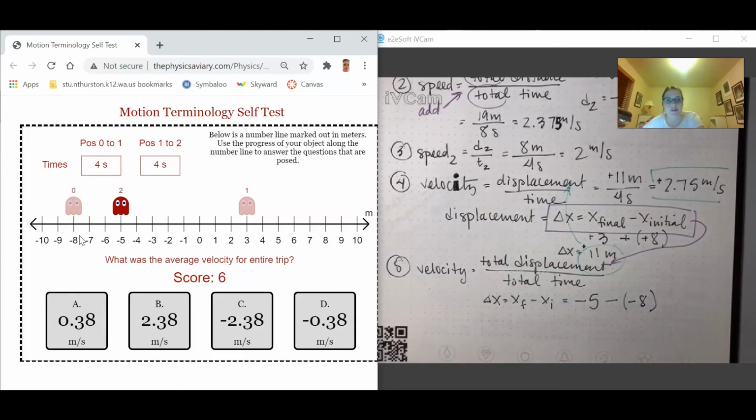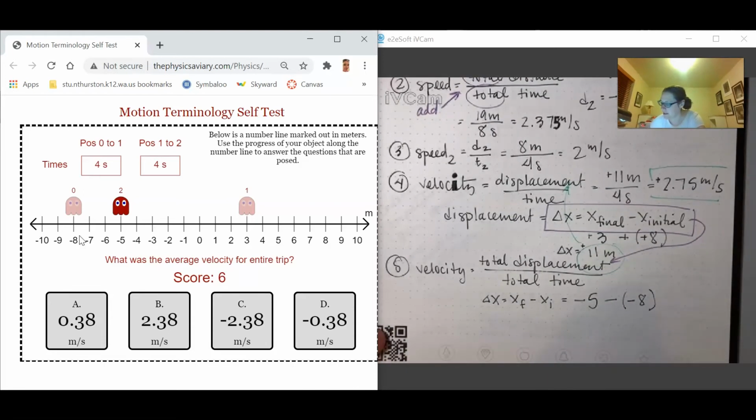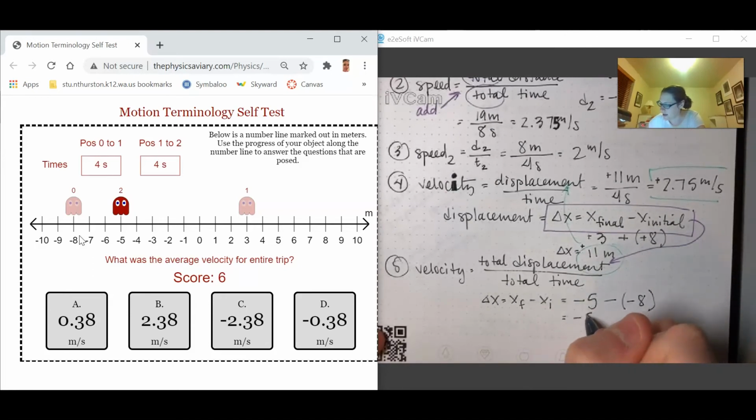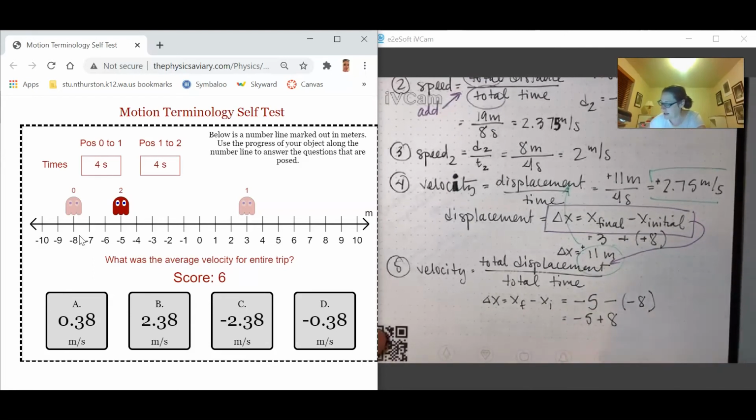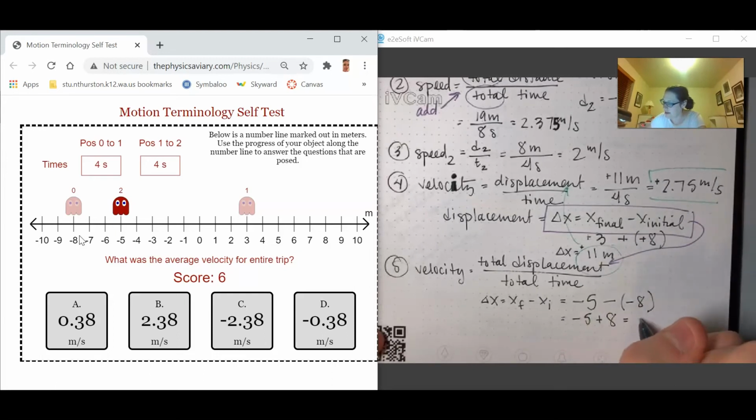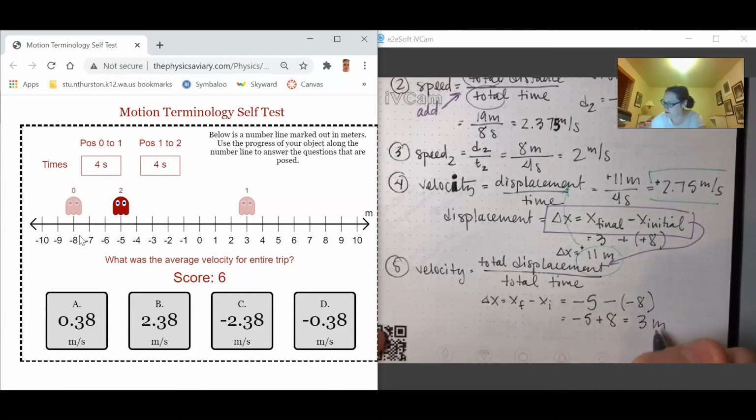You can always use your calculator. It's a great tool, right? If the negative numbers have you spooked, use your calculator. Otherwise, the math you learned is good math. When I subtract a negative, that's the same as adding. -5 plus 8 is 3 meters.